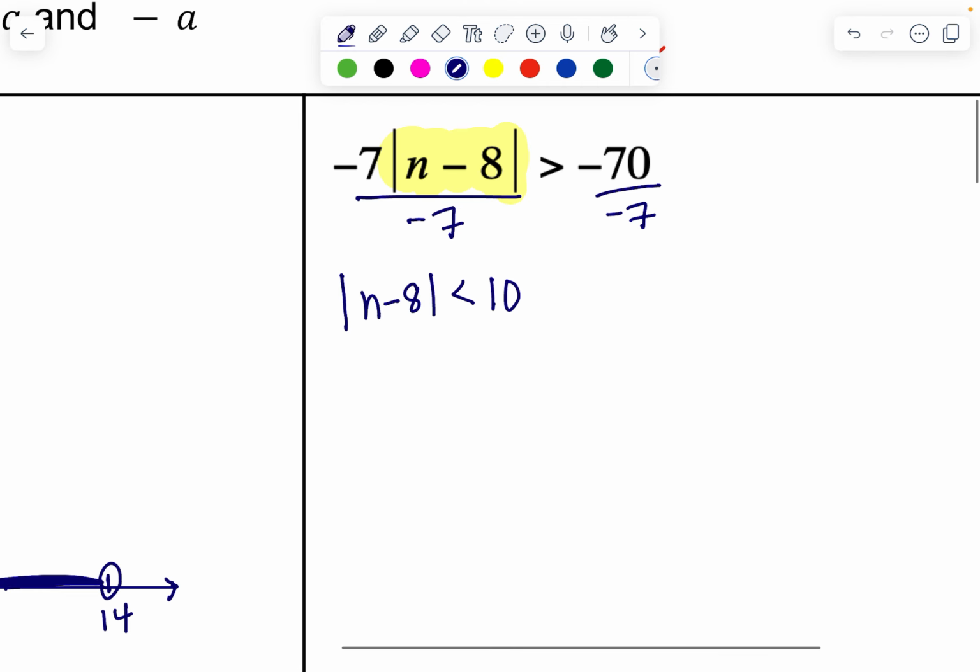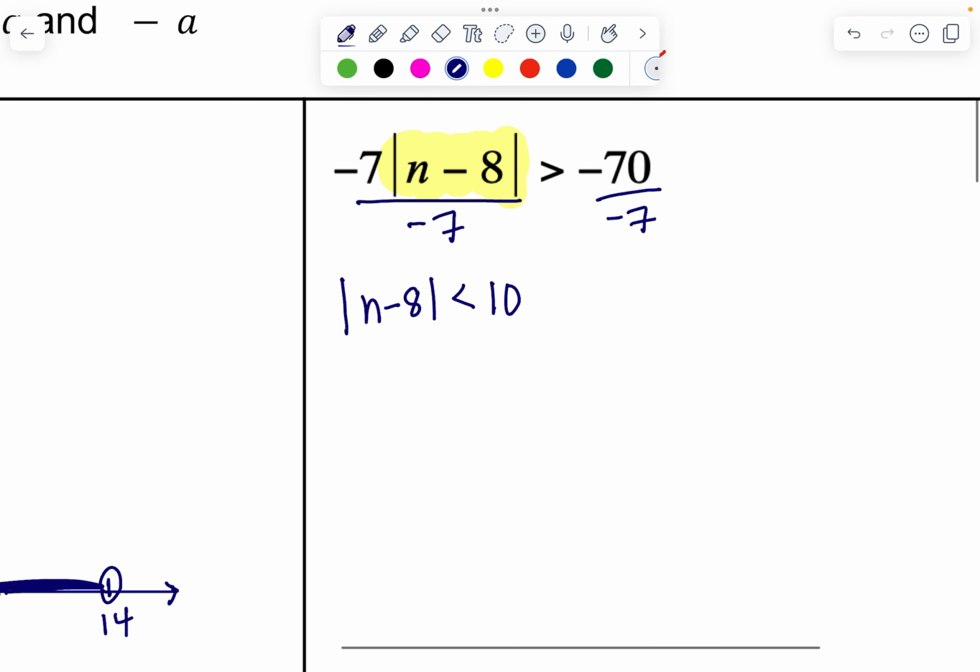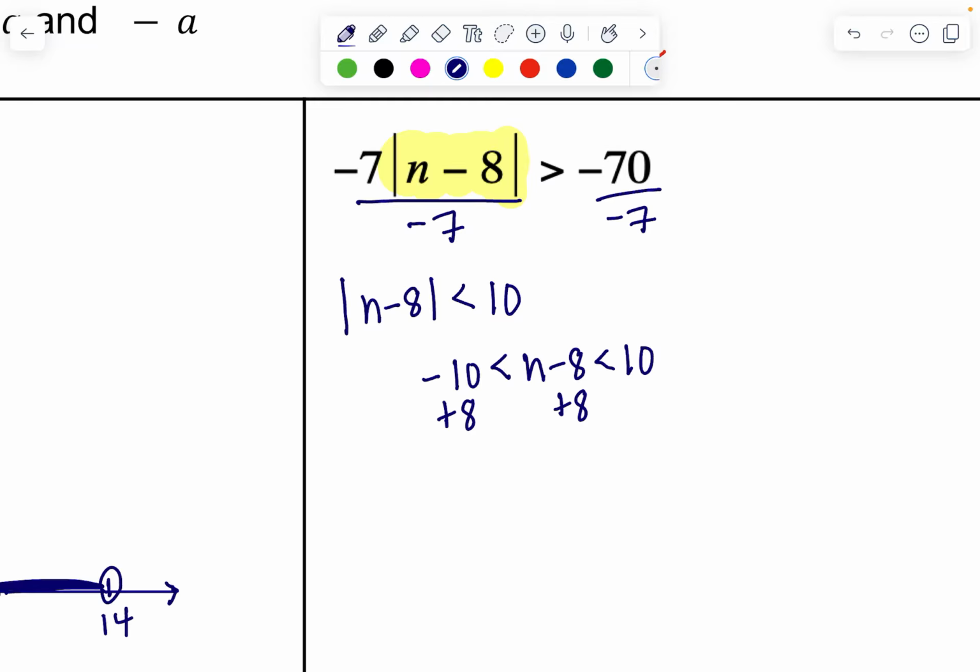And now I can split it into two separate inequalities. Negative 10 less than n minus 8 less than positive 10. When I split it, I can take away the absolute value symbols. And then to solve this one, I'm just going to add 8 to every part. Negative 10 plus 8 is negative 2. And that's n, and that's 18.